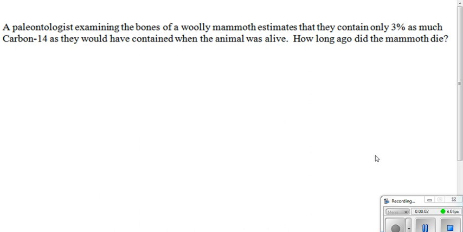Continuing on with our 10.6 lesson, we're looking at real-life examples of exponential growth and decay. So in this example, we say that a paleontologist examining the bones of a woolly mammoth estimates that they contain only 3% as much carbon-14 as they would have contained when the animal was alive. So how long ago did the mammoth die?